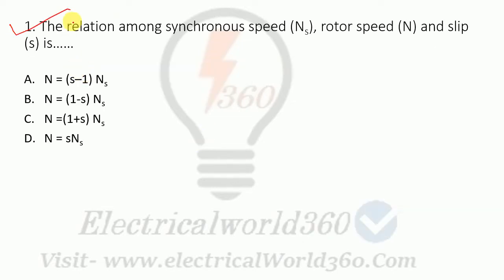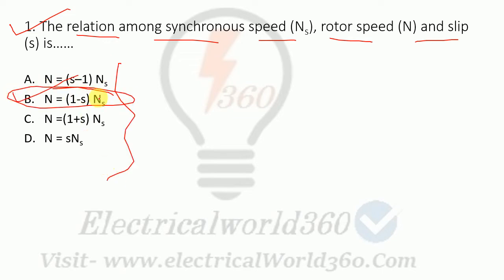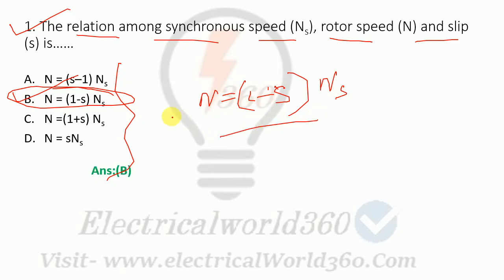This is the question number 1. The relation among the synchronous speed, that means Ns, and rotor speed N and slip is what? These are the options. So here the right option is option number B. That means N equal to, that means the rotor speed is equal to (1 minus slip) into synchronous speed. This is the right option. So here the option number B will be the right option.